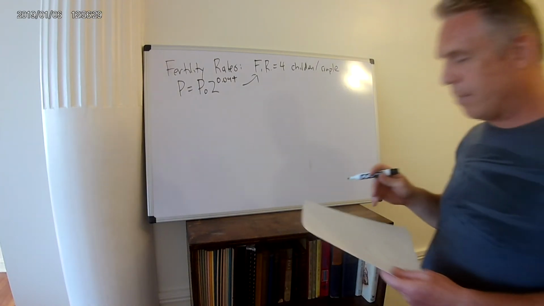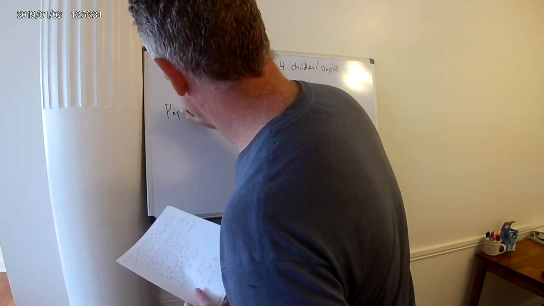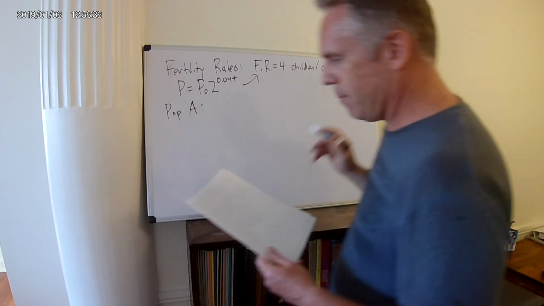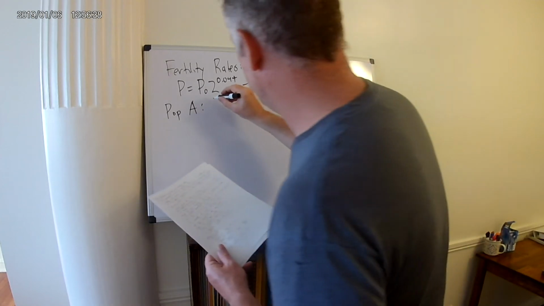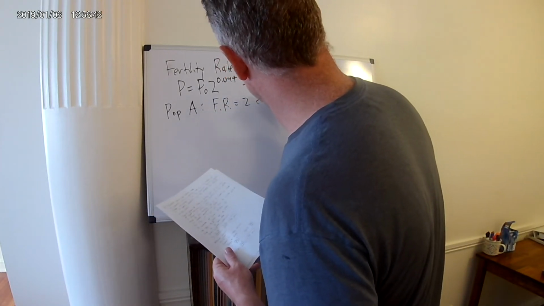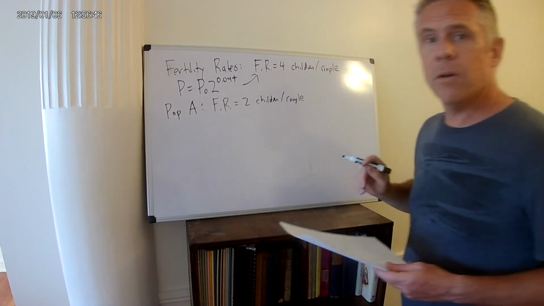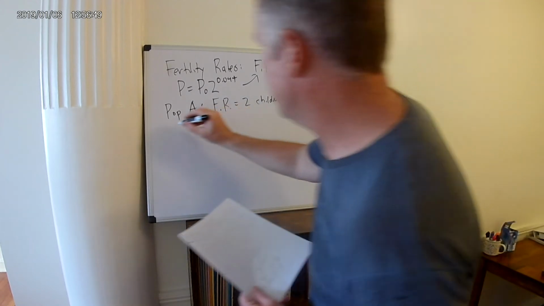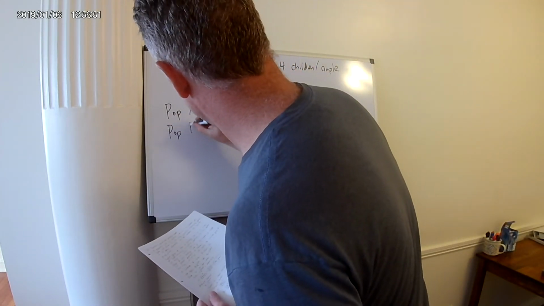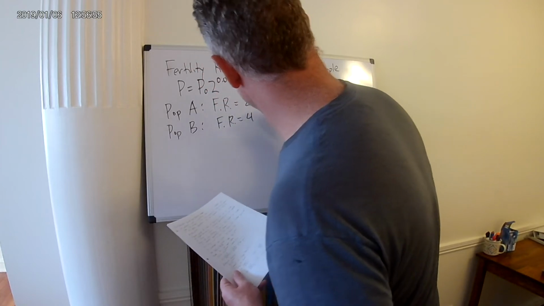I'm going to do an example problem where we have 2 populations. We have population A. Population A has a fertility rate of 2 children per couple. And then population B has a fertility rate of 4 children per couple.